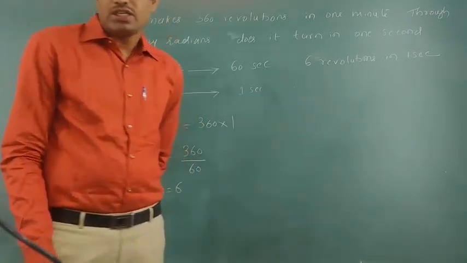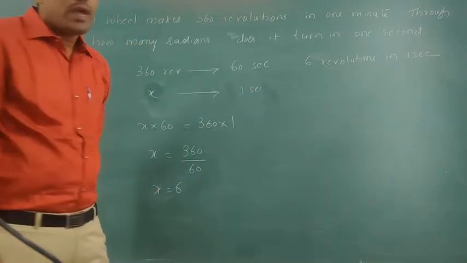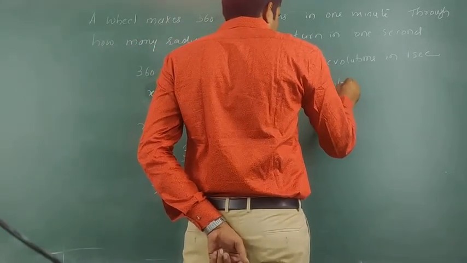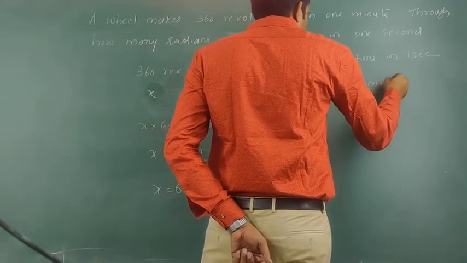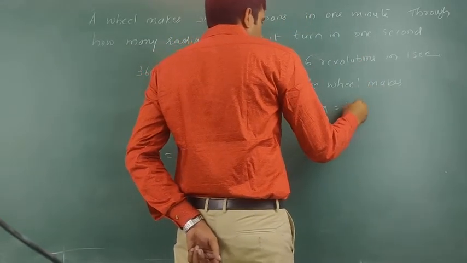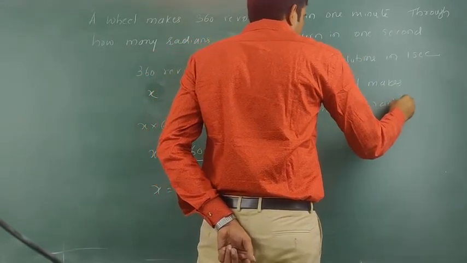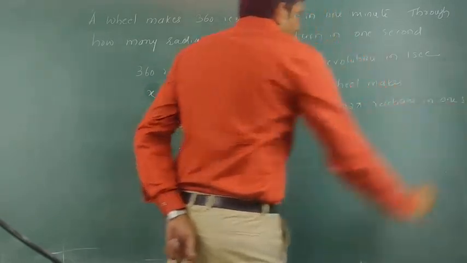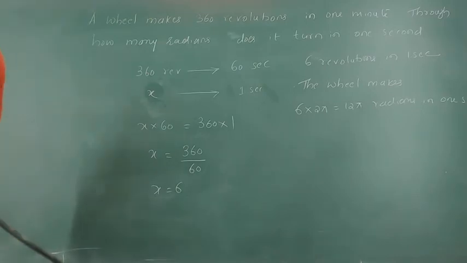For 1 revolution it is 2 pi radians. For 6 revolutions it is 6 into 2 pi radians. Therefore, the wheel makes 6 into 2 pi, that is 12 pi radians in 1 second. Is it clear, students? I will explain one more time.